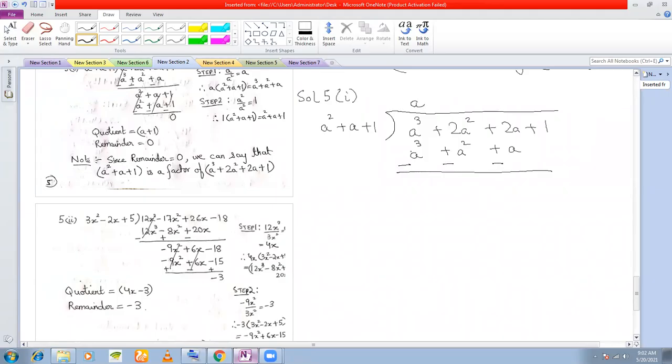Subtract, this cancels. Now 2a square minus a square will give you a square, and 2a minus a will give you a. But you see, how many terms do you have here? You have 3 terms. And how many terms do you have here? You have only 2 terms, right? You need one more term to make them equal. So you bring down this one. Now you have 3 terms here and you have 3 terms here, right?